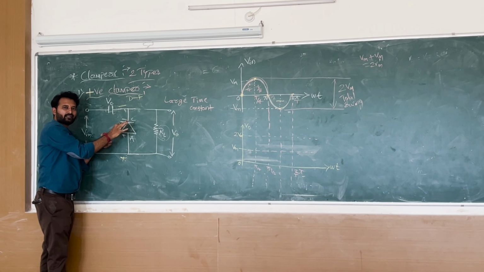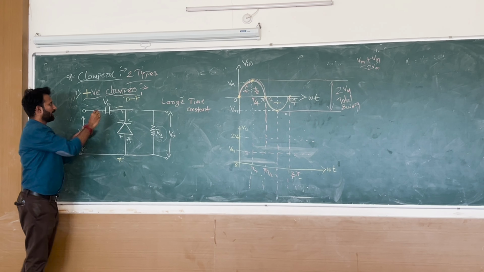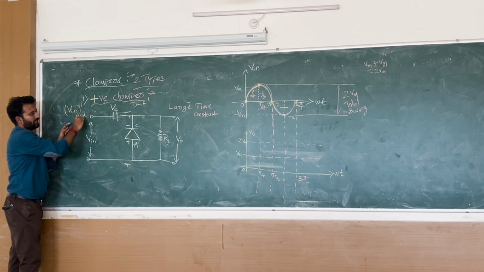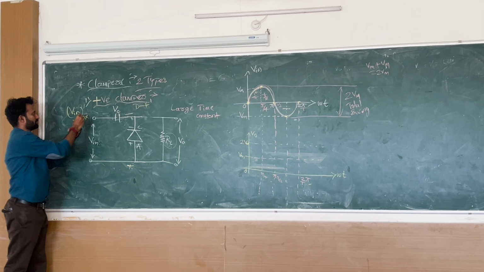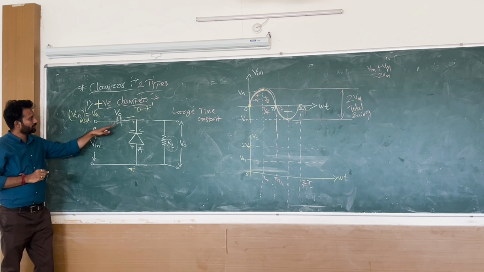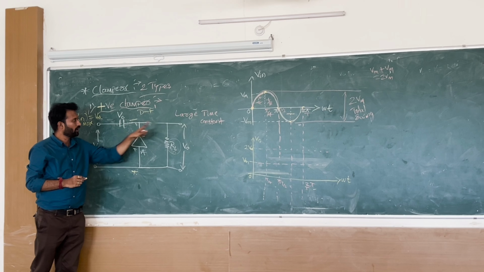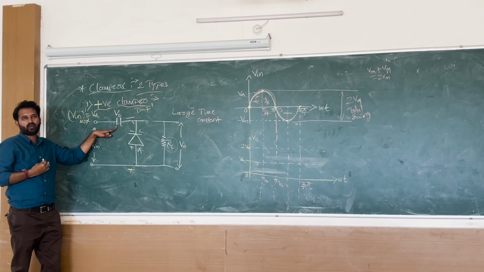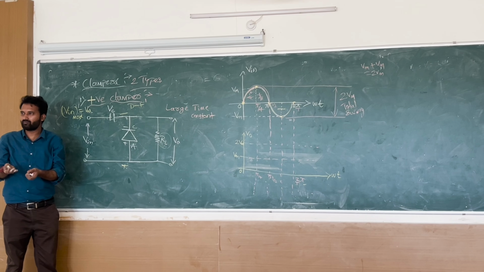When this diode is under forward bias condition, this capacitor will get charged to the maximum value of input voltage. What is the maximum value? Vm. Right? It has the characteristic of a larger time constant. This value will be stored in the capacitor for a long time, 1 month, 2 months, 3 months. We are doing the experiment just for 10 or 15 minutes.